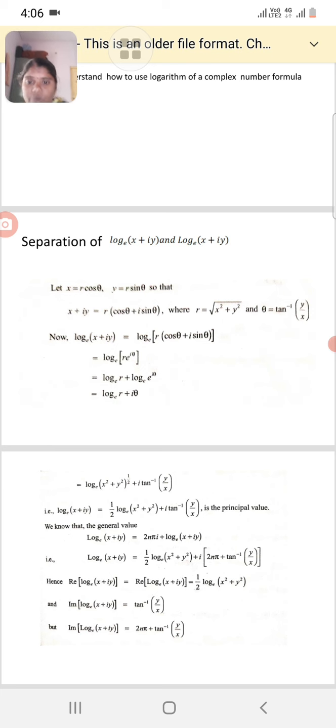In the above, we know the imaginary part and the real part of the given value of log of x plus iy. So real part of log of x plus iy is equal to real part of capital Log of x plus iy, that is equal to 1 by 2 times log of x square plus y square. Imaginary part of log of x plus iy is equal to tan inverse of y divided by x. Imaginary part of capital Log of x plus iy is equal to 2n pi plus tan inverse of y divided by x.